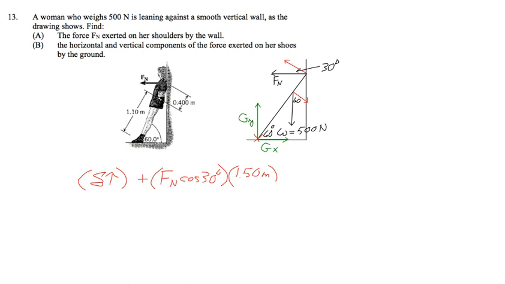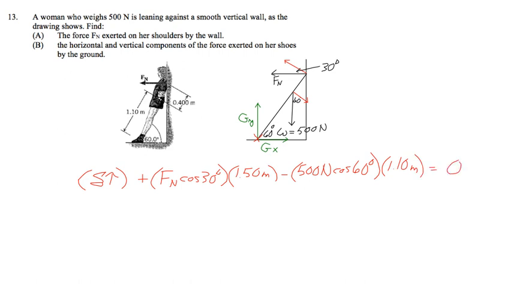Now, the other one, is this one making it go clockwise or counterclockwise? Clockwise, so that's going to be minus. So it's going to be minus 500 newtons times what trig function? Cosine of 60 times its distance to the pivot point. What's that? 1.10 meters. And that equals 0.